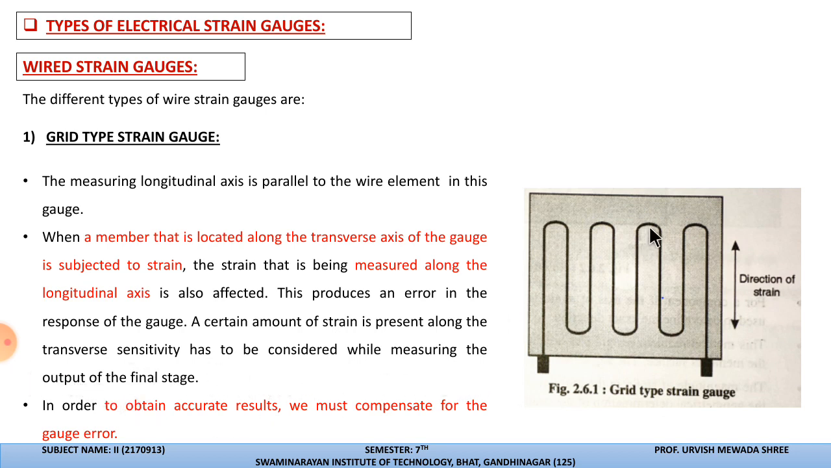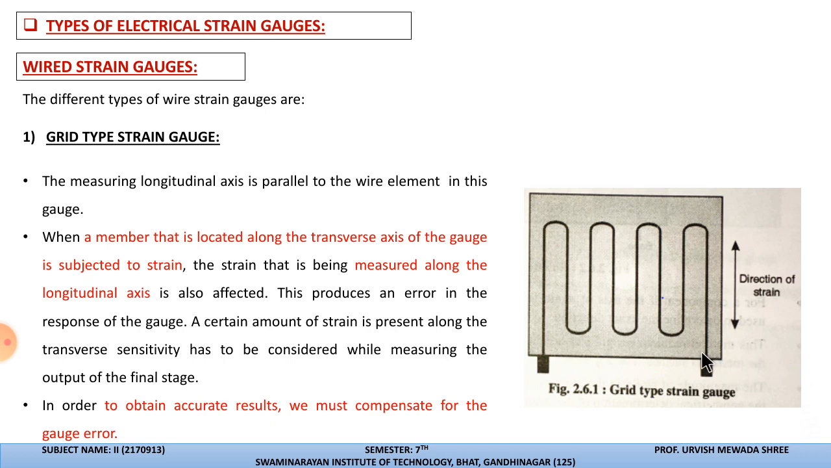A certain amount of strain present along the transverse direction, the transverse sensitivity, has to be considered while measuring the output of the final stage. Due to this limitation of the grid type strain gauge, in order to obtain an accurate result we must compensate for the gauge error. How can we compensate the gauge error? We can place a number of wires on the surface, so that we can measure longitudinal as well as transverse directional stress and strain with the help of this strain gauge.